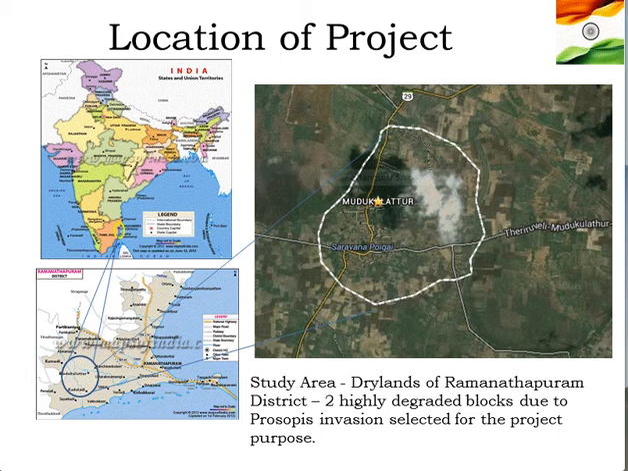You can see in this map two villages, which we have marked, which have two water bodies, with around 250 families residing in these two villages, and about 200 hectares of area, which comes under this study area.